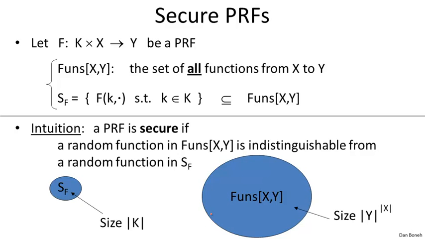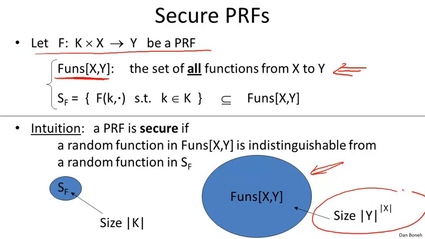Okay, so here we have a PRF, and I'm going to need a little bit of notation, not too much though, so I'm going to need to define the set Funs[X,Y]. This is basically the set of all functions from the set X to the set Y, denoted here as a big circle, Funs[X,Y]. Now this set is gigantic. Its size is basically the size of Y to the size of X. So for example, for AES, remember both X and Y would be 2 to the 128. So for AES, the size of the set is enormous.